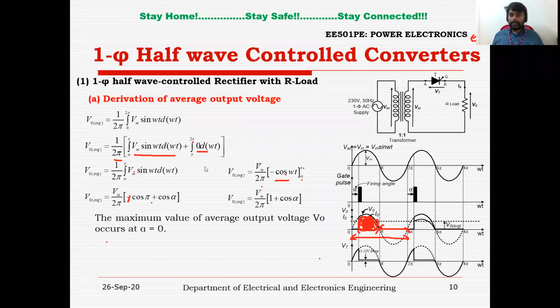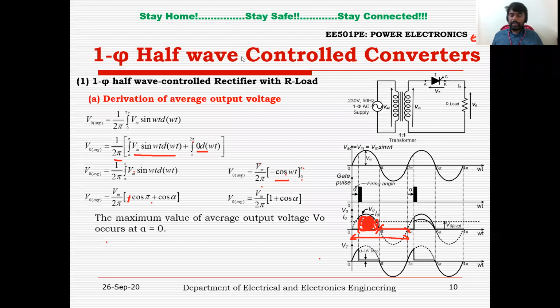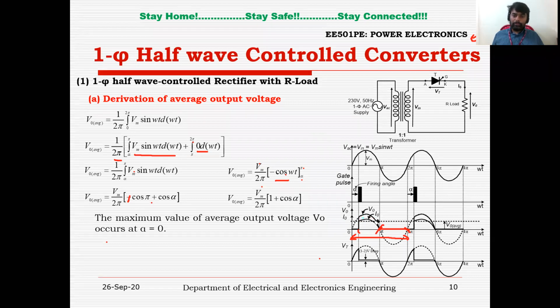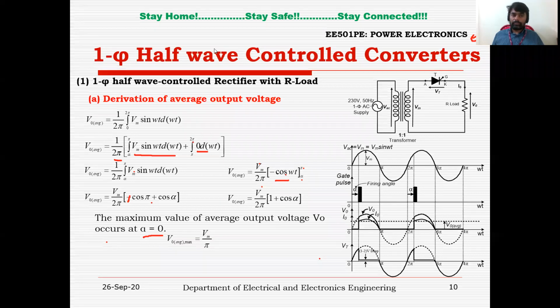If you know this expression for the average output voltage, you can easily calculate at what value you can get the maximum output voltage. By this expression, if you substitute alpha equal to 0, you get the maximum output voltage. Alpha 0 means cos 0, which is 1. 1 plus 1 is 2. This 2 in the numerator and denominator will get cancelled. It is Vm by pi.